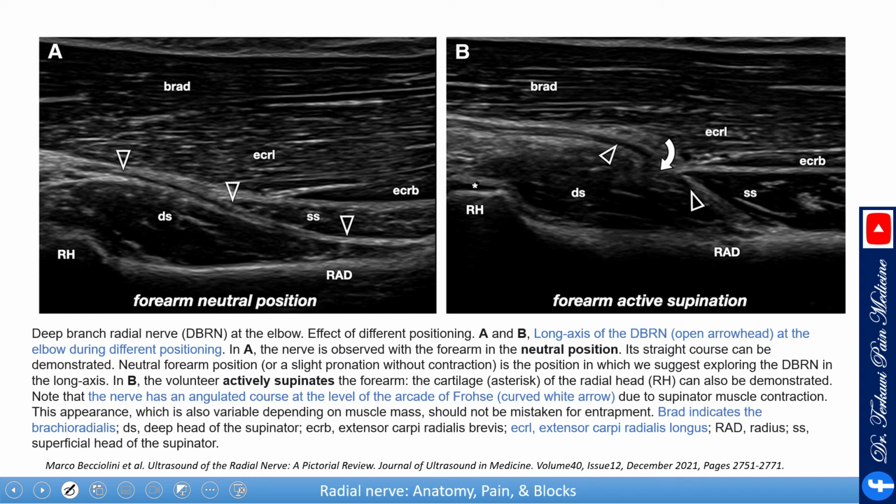So this here, natural position forearm, and you see this is the nerve. Entered. So this is the superficial, this is the deep head of the supinator, and this is the arcade here. So then you ask the patient to supinate. So look what happened to the nerve. This is in a normal patient. So imagine if we have entrapment, how it will look like.